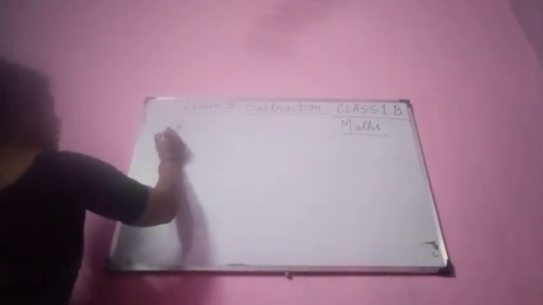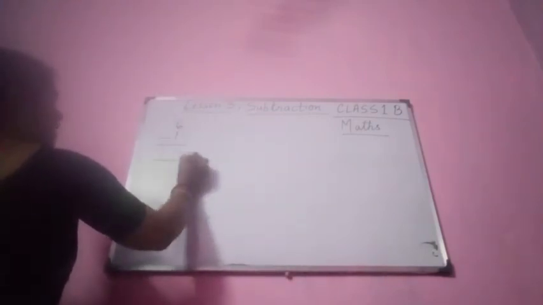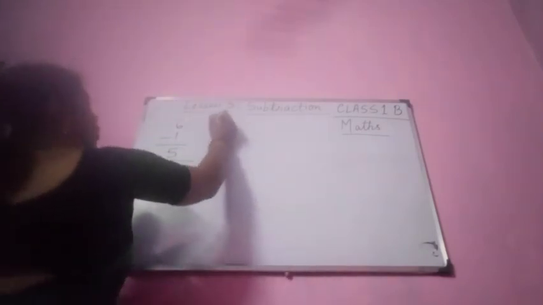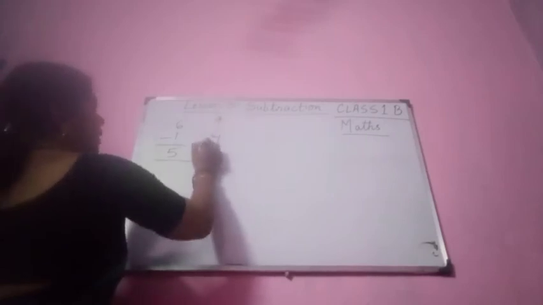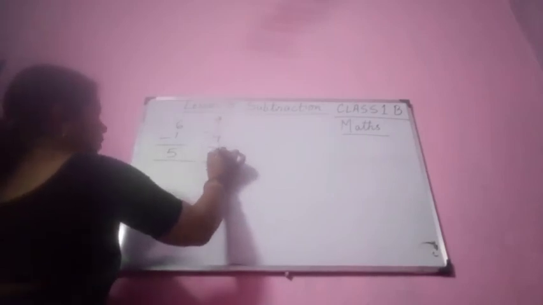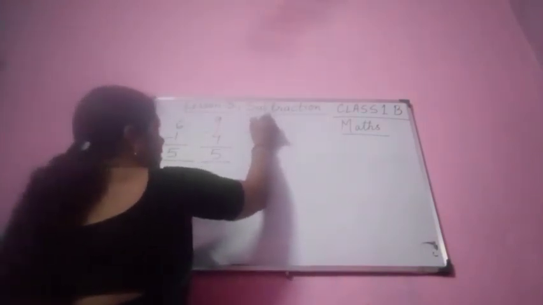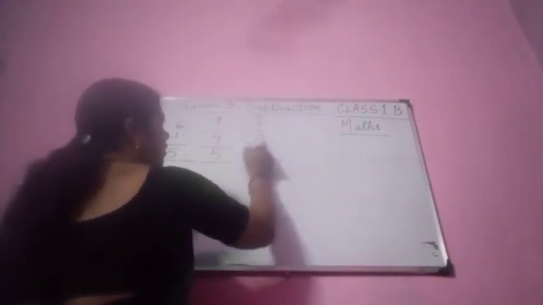Now you see here, subtract and write in the ladder as shown. 6 minus 1. What will be the answer? The answer will be 5. Okay, 9 minus 4. If you subtract, what will be the answer? The answer will be 5. Okay, then 7 minus 3. If you subtract 7 minus 3, what will be the answer? The answer will be 4.